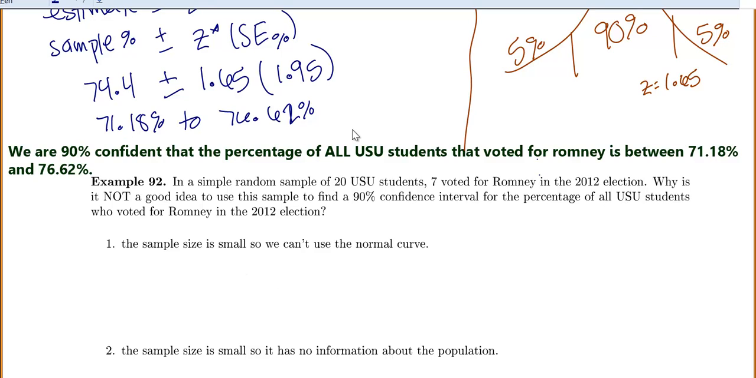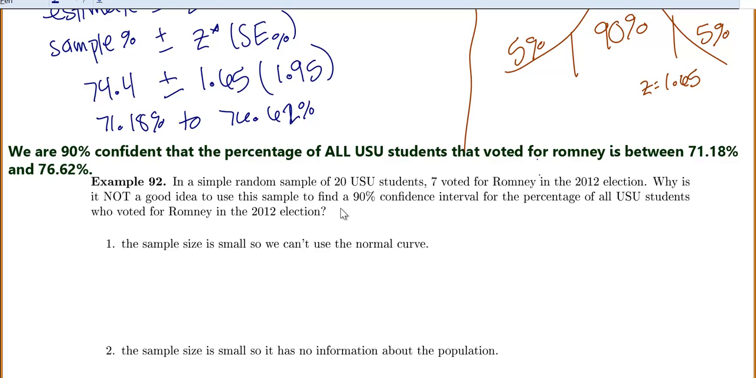Let's see, so that was a sample of 500 students. Now this next one, it says we have a simple random sample of 20 USU students and 7 of them voted for Romney in the 2012 election. Why is it not a good idea to use this sample to find a 90% confidence interval for the percentage of all USU students who voted for Romney in the 2012 election?